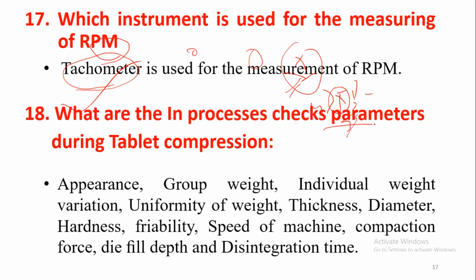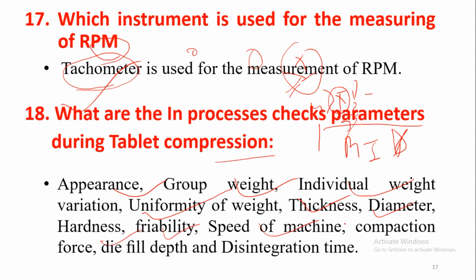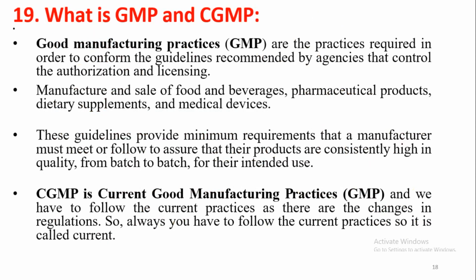What are the in-process checks parameters during tablet compression? So now this is the most important question. This is the most important question to know. Appearance, group weight, individual weight variation, uniformity of weight, thickness, diameter, hardness, friability, speed of machine, compaction force, fill length and disintegration time. I will make a detailed video on all these topics, all these tests or checks. So as of now, you need to just remember these things. This is a very important question for the pharma production department.